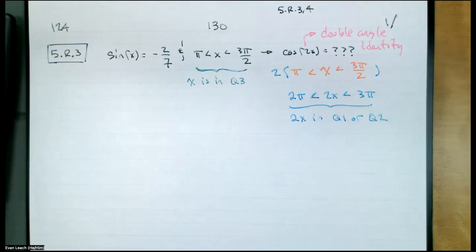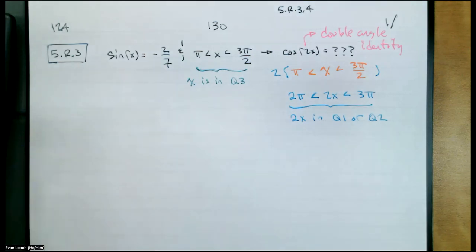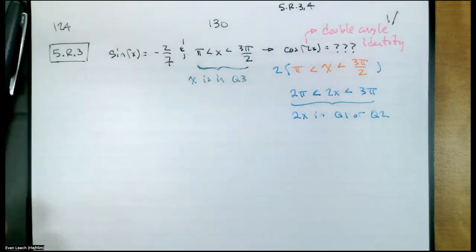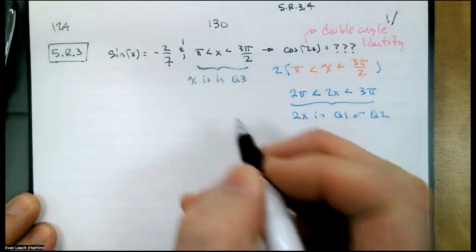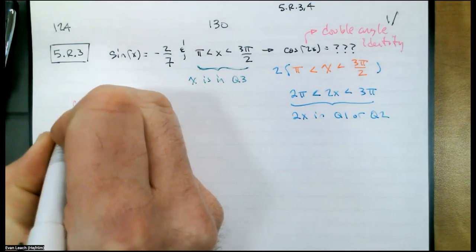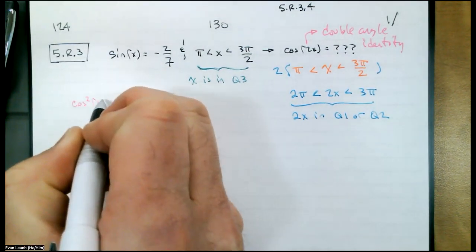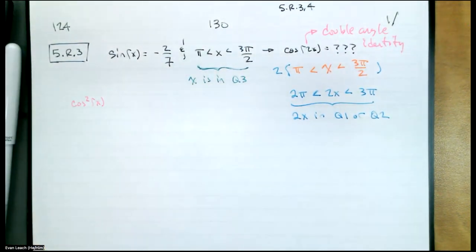But the most important part is that we have the cosine of 2x, which says we're going to be using a double angle identity. Now we have multiple versions of the double angle identity for the cosine of 2x. Our double angle identity could say cosine squared x, you write it the other way around.